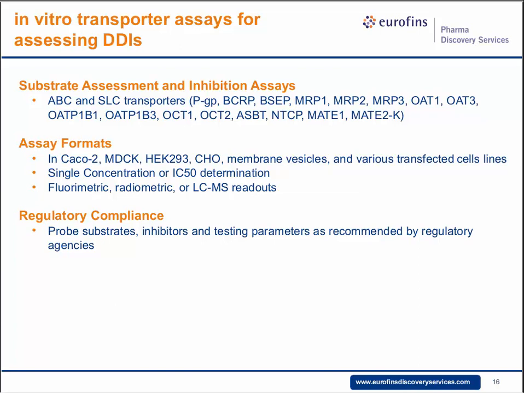A common approach for these interaction studies is to run these assays in a single concentration mode as an initial screen, and then if hits are observed, a follow-up multiple concentration assay can be performed in order to calculate an IC50. And depending on the substrate used to measure the transporter activity, readouts for these assays can involve fluorometric, radiometric, or LCMS detection. And finally, in addition to the recommendations as to which transporters should be assessed, regulatory guidance documents also outline suggested probe substrates, inhibitors, and parameters to be used for these in vitro assays as well.